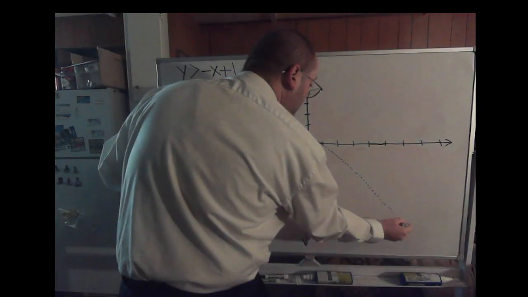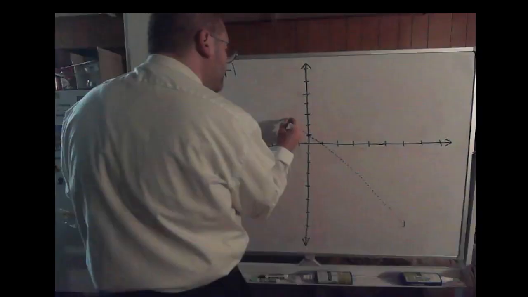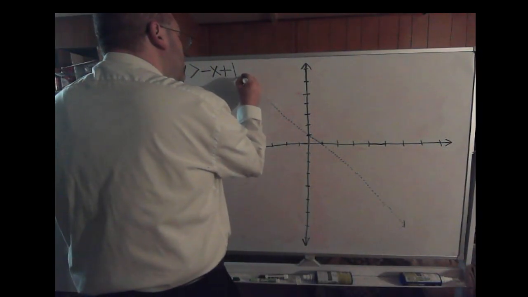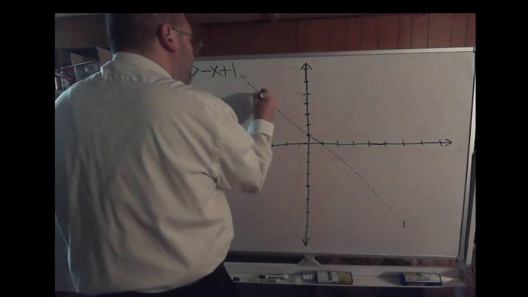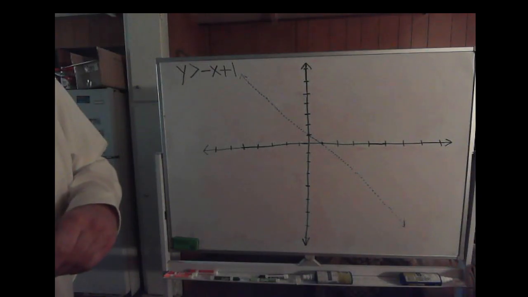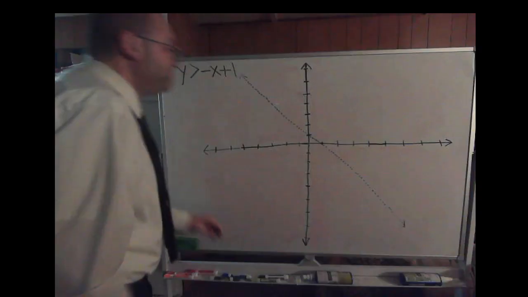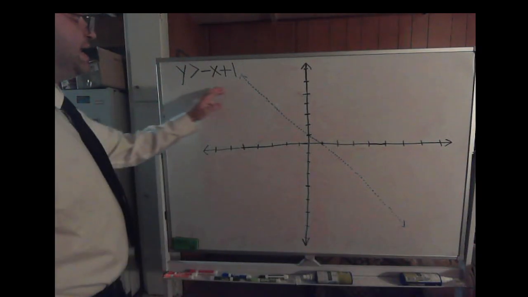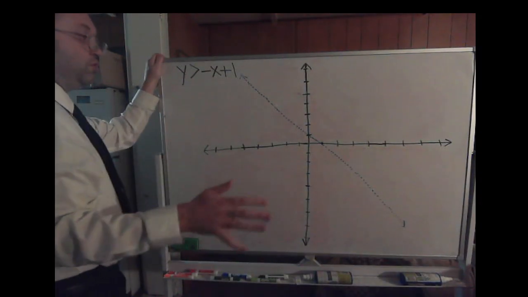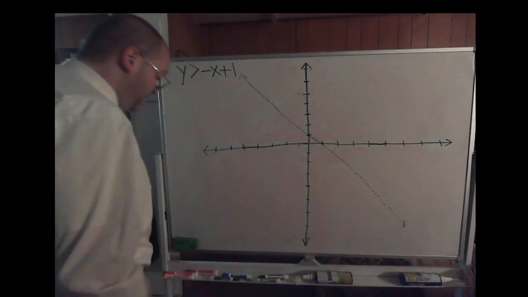Basically like you would the normal line. Yeah, we'll go to about there. Drawing dotted lines is not very pretty. So we got the graph of y equals negative x plus 1, only it's a dotted line because it's just greater. We don't want to include the line.